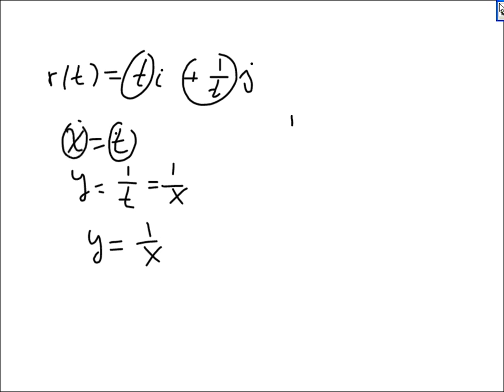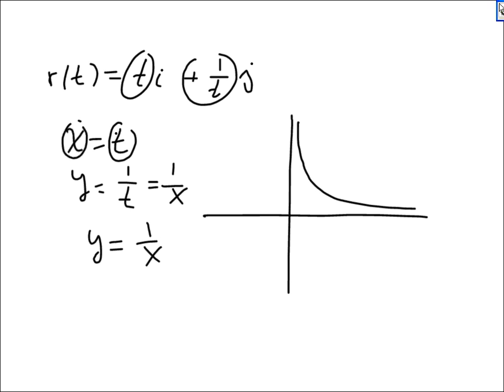Now you're supposed to know how to graph that. 1 over x goes this way. Now, what's the orientation? t can't be 0. So let me say t is 1, and then say t goes to 2.